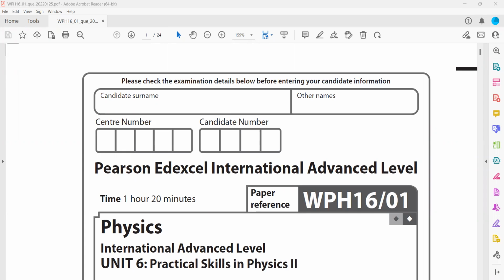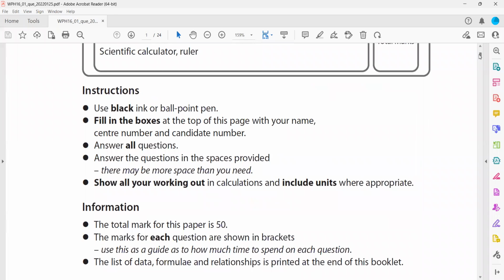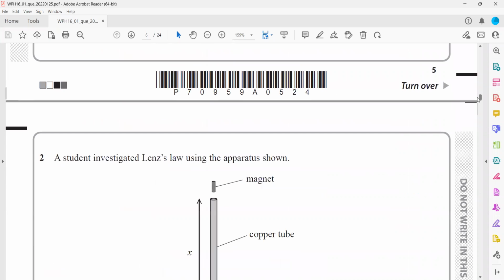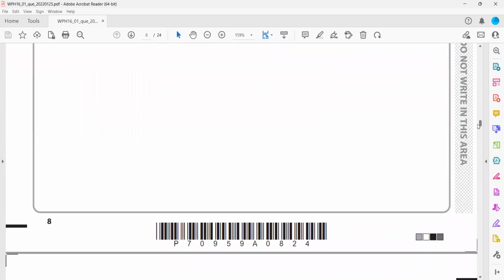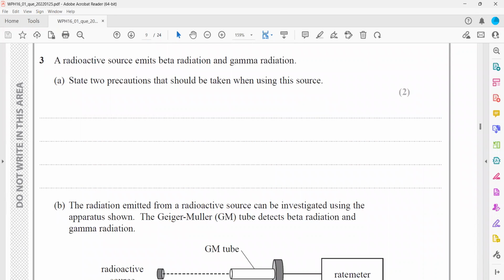So Unit 6 from Jan 2022, we did the first two questions, and now question 3 and 4. In question 3, we have a radioactive source which is emitting beta and gamma radiation. State two precautions that should be taken when using a radioactive source. So when we are using a radioactive source, what are the precautions we should take?